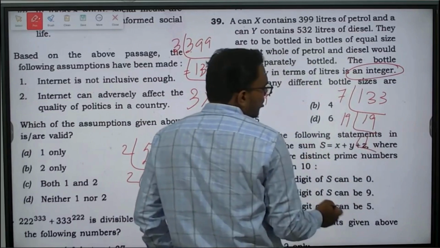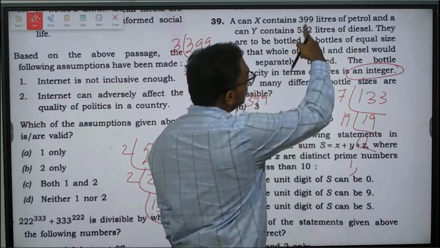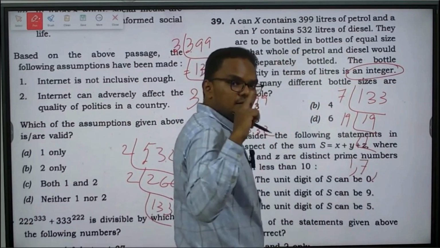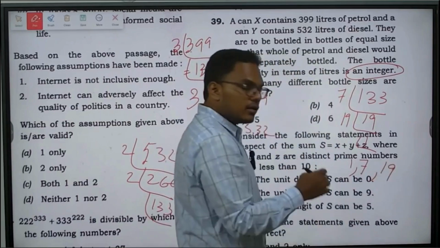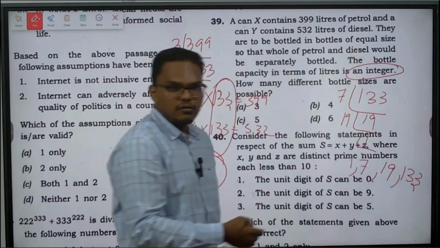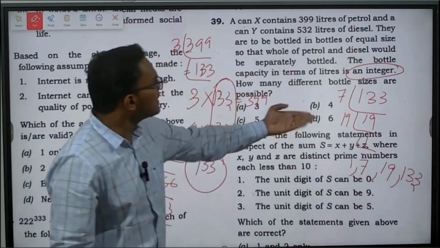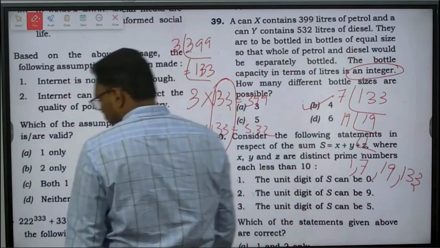So your bottle can be either 1 liter, it will fit in both. It can be 7 liters, it will fit in both. It can be 19 liters, it will fit in both, and it can be 133 liters, it will fit in both diesel and petrol. So this is how you'll have different sizes of bottle. Your answer is 4.